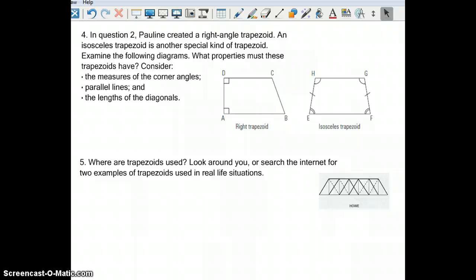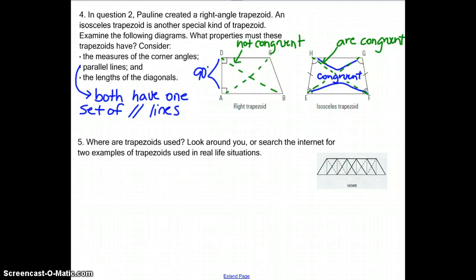Question number 4. In part 2, she created a right trapezoid. An isosceles trapezoid is another kind of special trapezoid. Examine the following diagrams. What properties must these trapezoids have? Consider corner angles, parallel lines, and the lengths of diagonals. Okay, so let's start by considering the corner angles. Here we have 2 90-degree angles, so that makes it a right trapezoid. But here we have 2 sets of congruent angles, so that makes it isosceles. Parallel lines both have 1 set of parallel lines. And if you consider the diagonals, the diagonals of the right trapezoid are not congruent, but the diagonals of the isosceles trapezoid are.